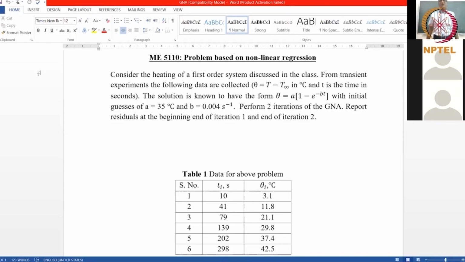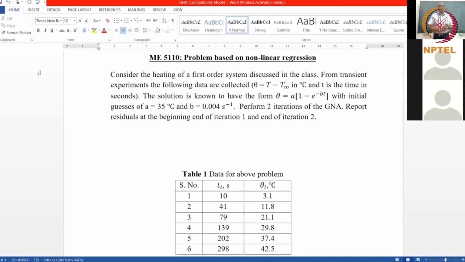Consider the heating of a first order system discussed in the class. From the transient experiment, the following data are collected. That is the theta, T minus T infinity, against the time. The solution is known to have the form theta equal to A into 1 minus e to the power of minus Bt, the celebrated form, with initial guess of 35 degrees Celsius for A and 0.004 second inverse for B.